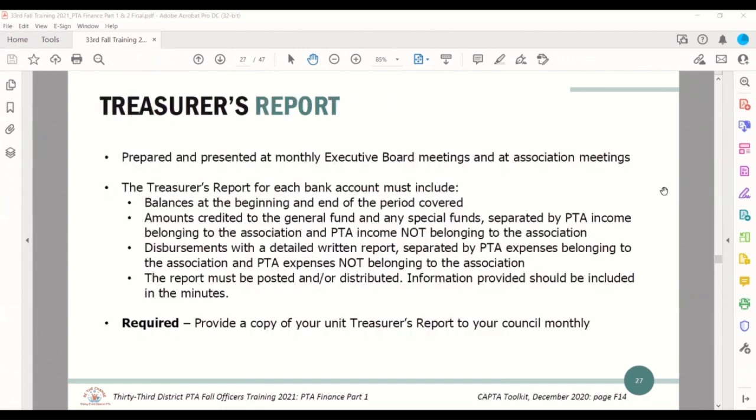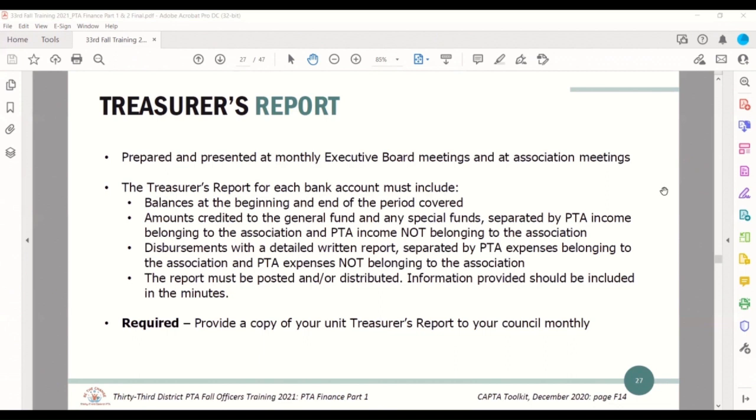So for your treasurer's reports, you're going to probably be doing two kinds of treasurer's reports. The treasurer's reports that you present at your board meetings, because they happen every month, then your treasurer's report will cover the previous month. However, for your association meetings, if they also occur every month, then you can still be using monthly reports at your association meetings.